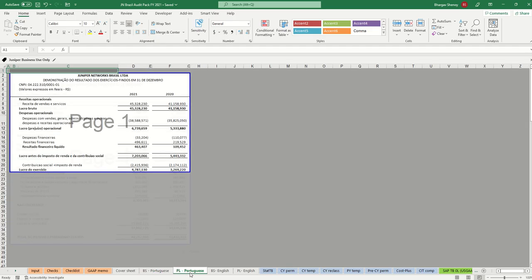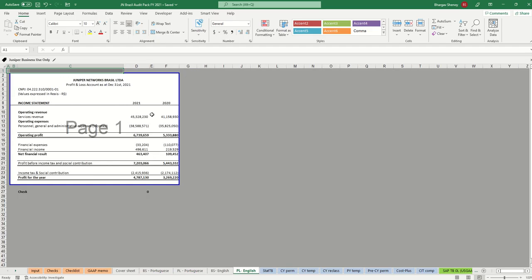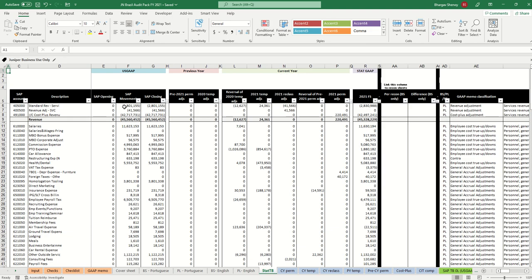I'll just skip these tabs because these are in country-specific formats that have been provided to us, or we have seen over the years. So let's get into the stat TB. When you get into the stat TB, you'll see that there are a lot of columns. So we'll just see what the columns are.